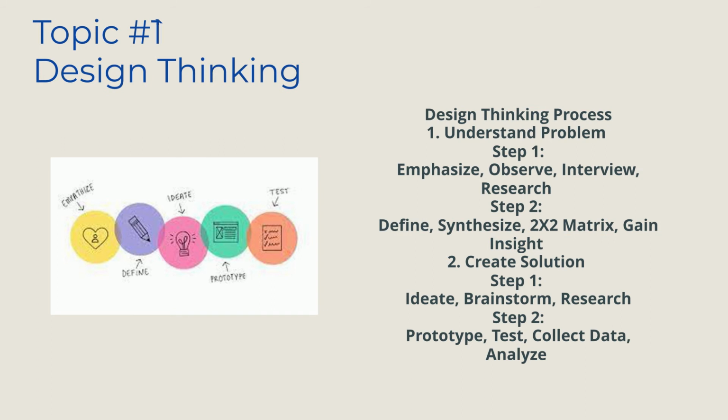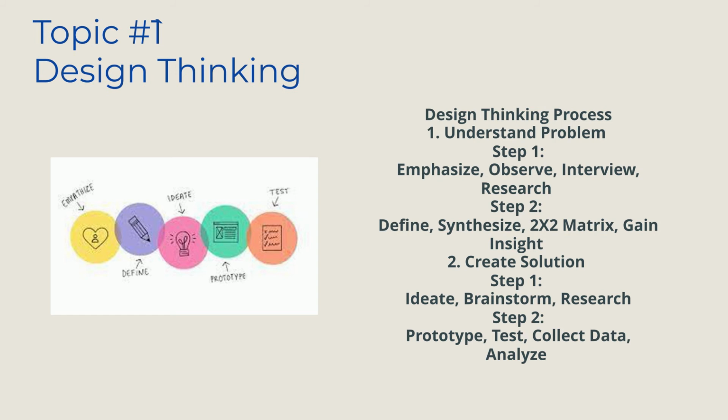The first process is to understand the problem. The first step is to empathize, observe, interview, and research to really understand the problem at its core. The second step is to define or synthesize what the problem is and to gain insight on how to solve it. When defining the problem, you can use a 2x2 matrix to help define the problem better.